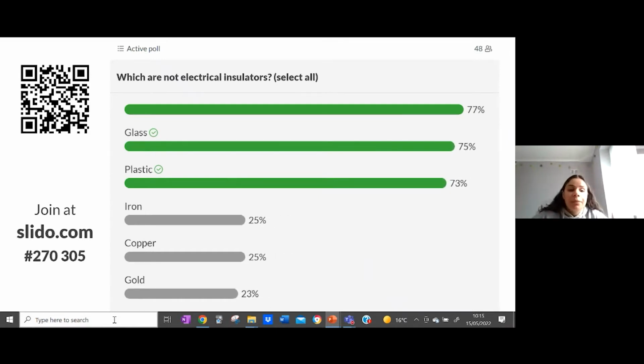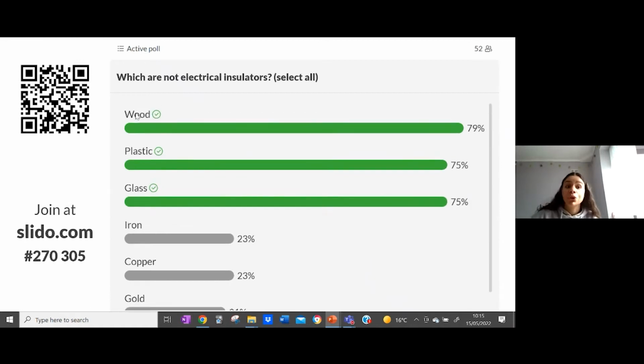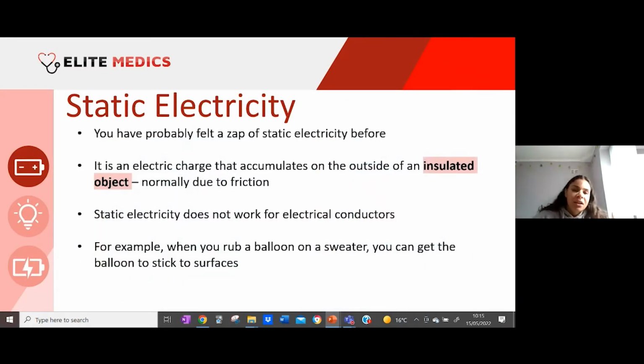and how a metal is arranged, it's got a sea of delocalized electrons, if you remember that from your exam answers. So those electrons in metals like iron, copper, and gold are free to flow and they can carry charge, whereas in glass and plastic and wood, it doesn't really have the availability of those electrons that can just freely move around inside. So that's why that's an insulator. But yeah, trick question. So static electricity next.